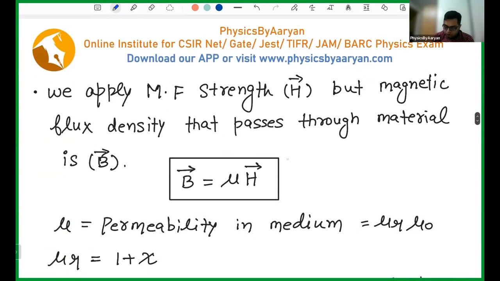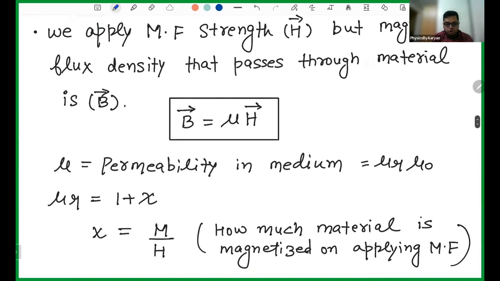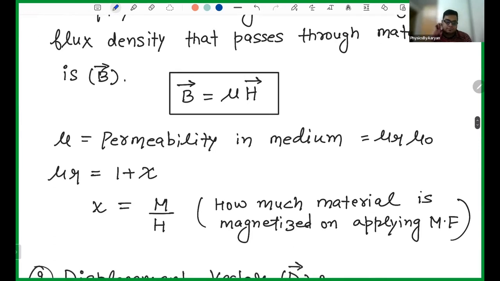So B is equal to nu H. And what is nu? Nu is the permeability inside the medium. So always remember, B is always equal to nu times H. And nu is the permeability inside the material.